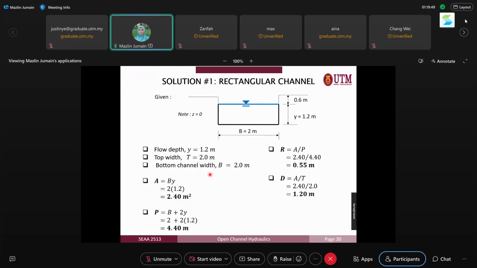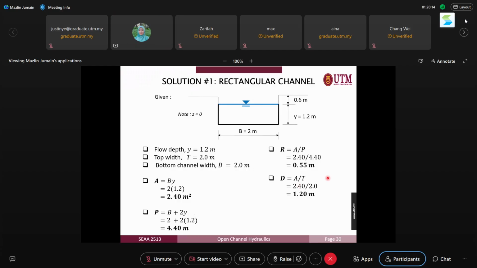And then next for the wetted perimeter, P. The equation for the wetted perimeter for rectangular is B, the bottom width, plus 2Y, for this side and this side. So B equal to 2, and Y, just replace 1.2 here, then you will get 4.4 meter.